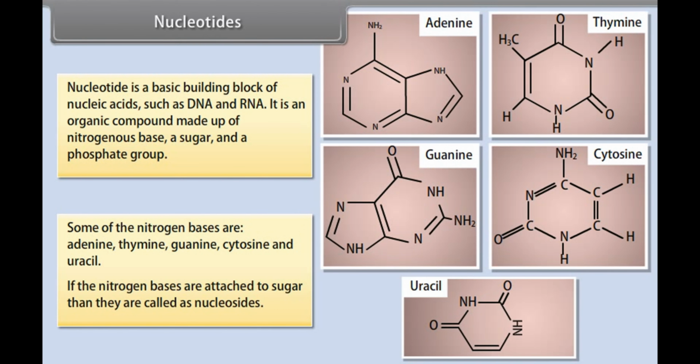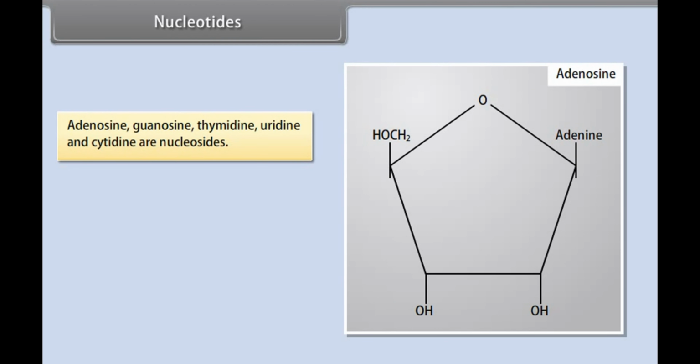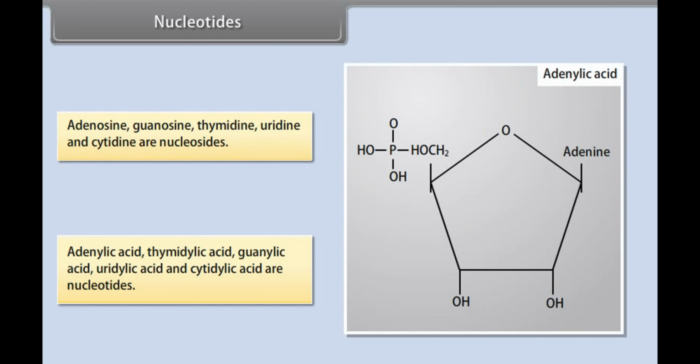If the nitrogen bases are attached to sugar, then they are called nucleosides. Adenosine, guanosine, thymidine, uridine, and cytidine are nucleosides. Adenylic acid, thymidylic acid, guanylic acid, uridylic acid, and cytidylic acid are nucleotides.